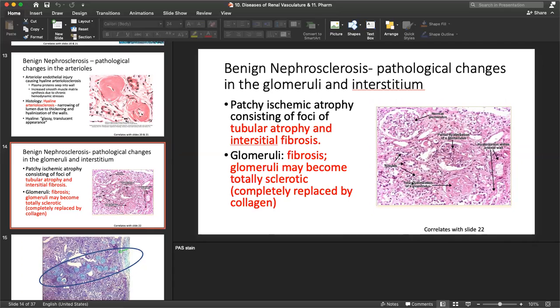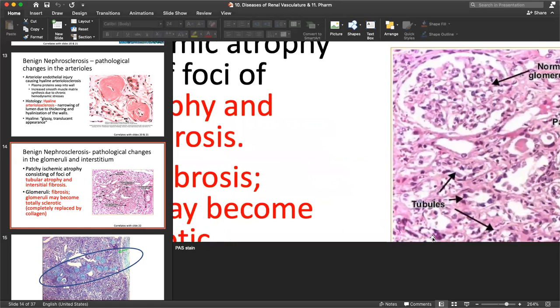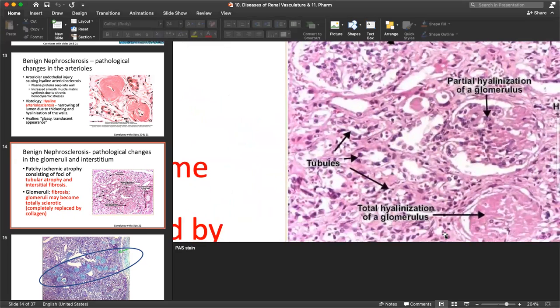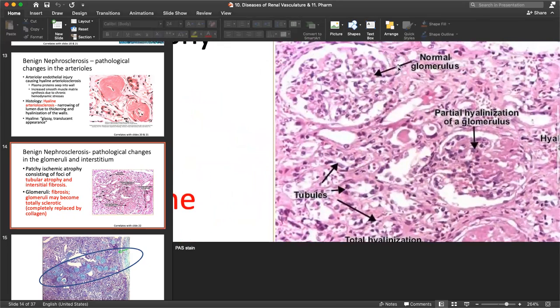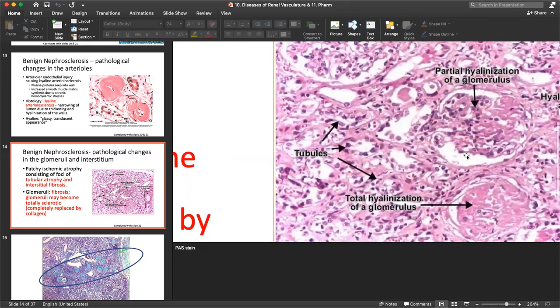So we've also got patchy ischemic atrophy with tubular atrophy and interstitial fibrosis, and the glomeruli are going to be fibrotic and become totally sclerotic, which is just replaced by collagen. So here's our normal glomeruli, and so we can see that it's sort of patchy. Let's make this bigger. Okay, if you can tell, now it's zoomed in so much, you might not be able to tell. But here's normal. Then we're getting more pink. You can see there's less of that white right here. And then as it totally hyalinizes, we're totally pink.